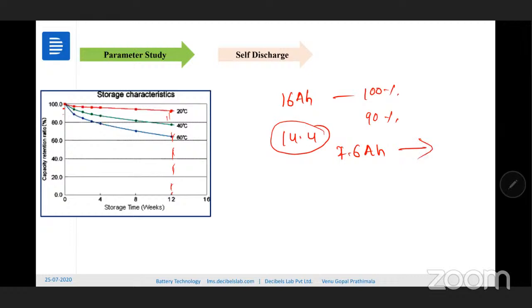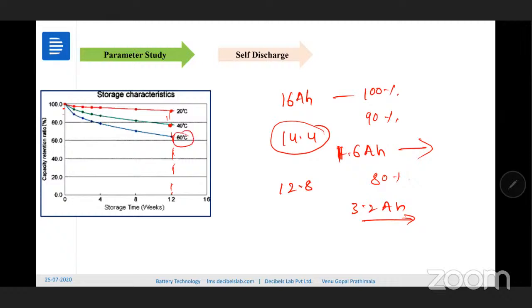Similarly, at 40 degrees Celsius, the capacity has decreased to 80%. So 80% corresponds to 80 into 16 by 100, which is 16 into 0.8. The available capacity is 12.8, so the loss is 3.2 amp hour, which means it has almost doubled. It was 1.6 and now it has doubled to 3.2.